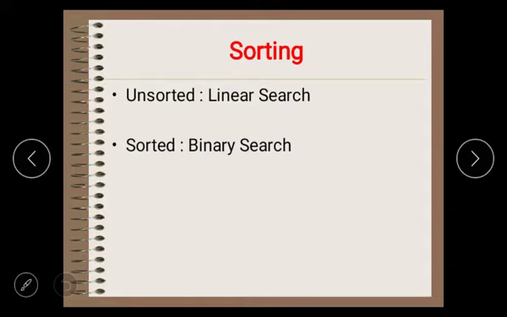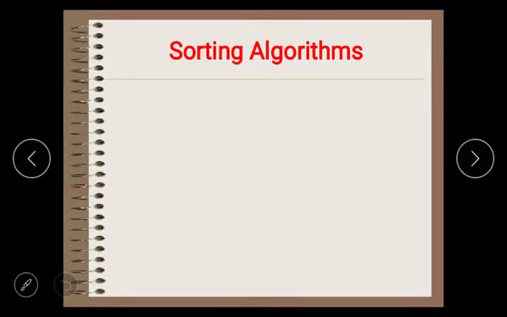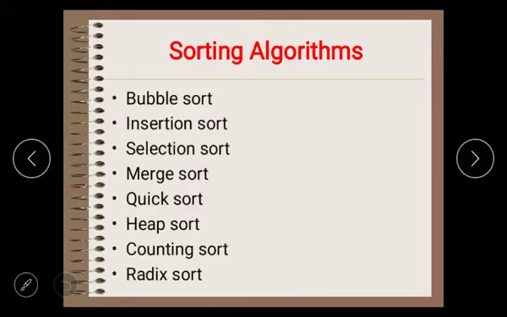Now we'll see what sorting algorithms we have. We have a number of sorting algorithms to arrange the elements in a particular order, either increasing or decreasing. The first one is bubble sort, then insertion sort, selection sort, merge sort, quick sort, heap sort, counting sort, radix sort. This is not all. There are more. You can imagine how important sorting is by seeing all the sorting algorithms, right?